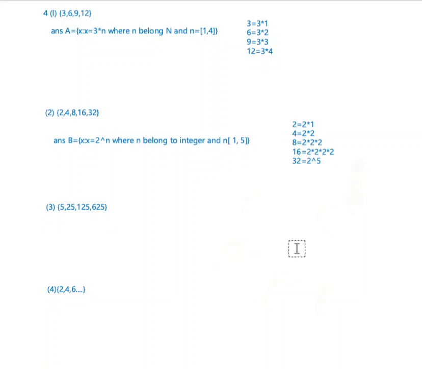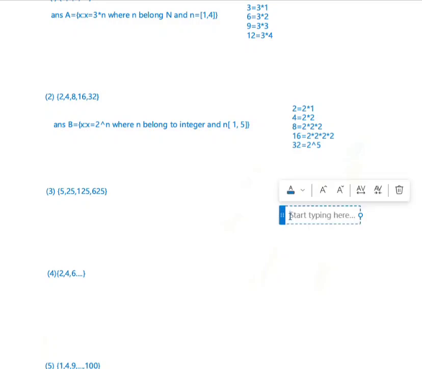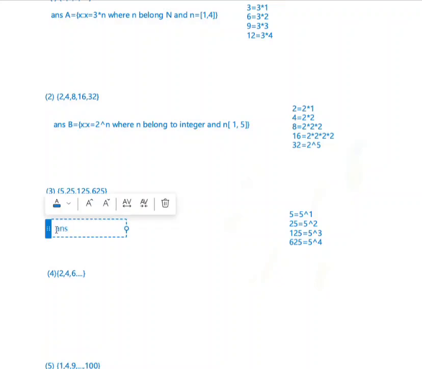Okay, so now question third. This is 5, 25, 125, and 625. So this is the same as the previous question. What we have observed, this is the power of 5. This is 5 to the power 1, 25 is 5 to the power 2, 125 is 5 to the power 3, and 625 is the power of 4. So this is the power of 5 from 1 to 4.